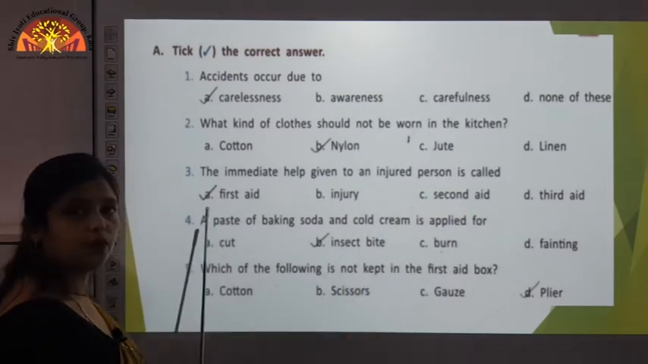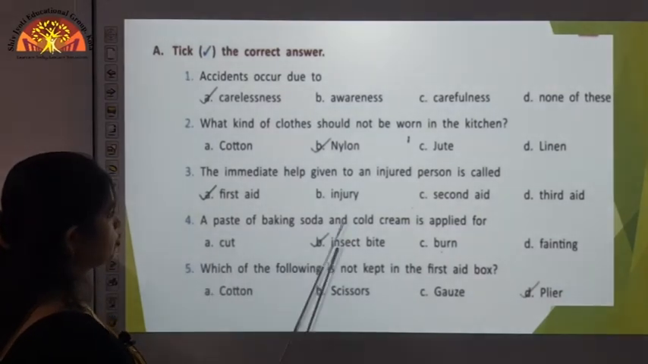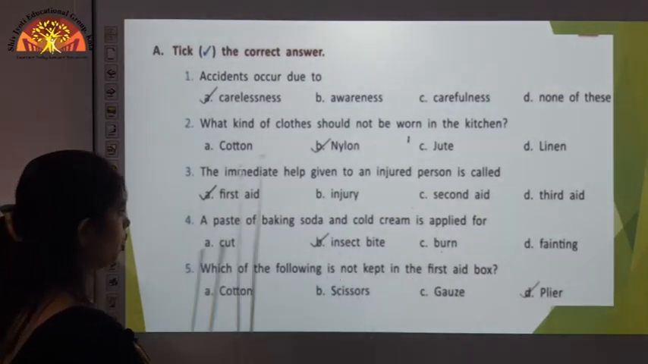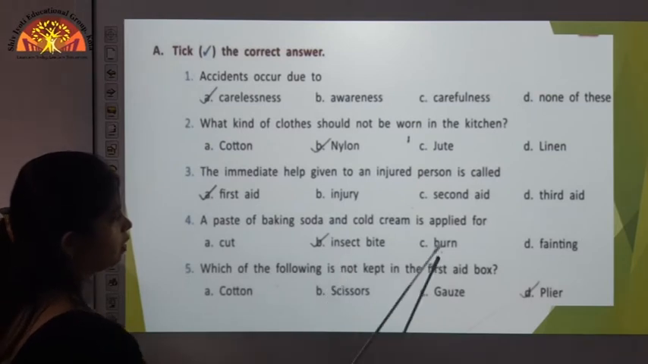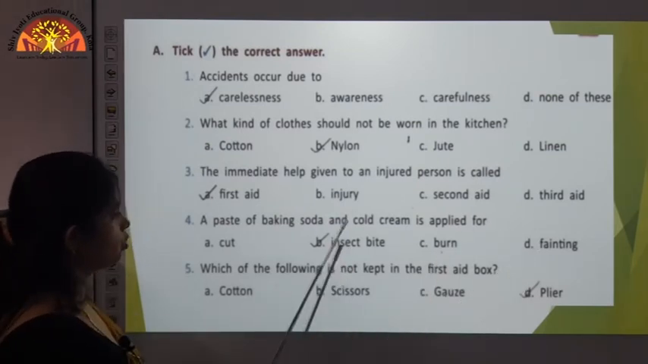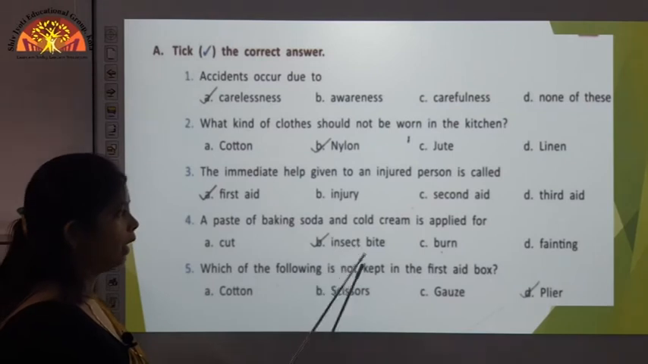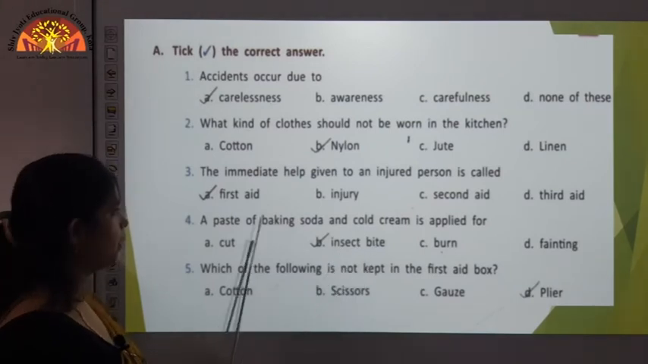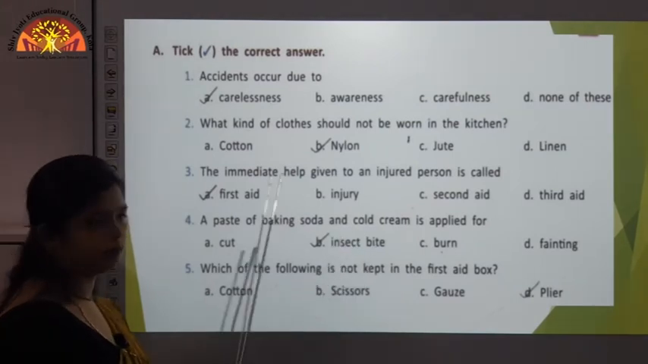So it is the first aid. A paste of baking soda and cold cream is applied for cut, insect bite, burn or fainting. So it is insect bite. In case of insect bite, we apply paste of baking soda and cold cream.